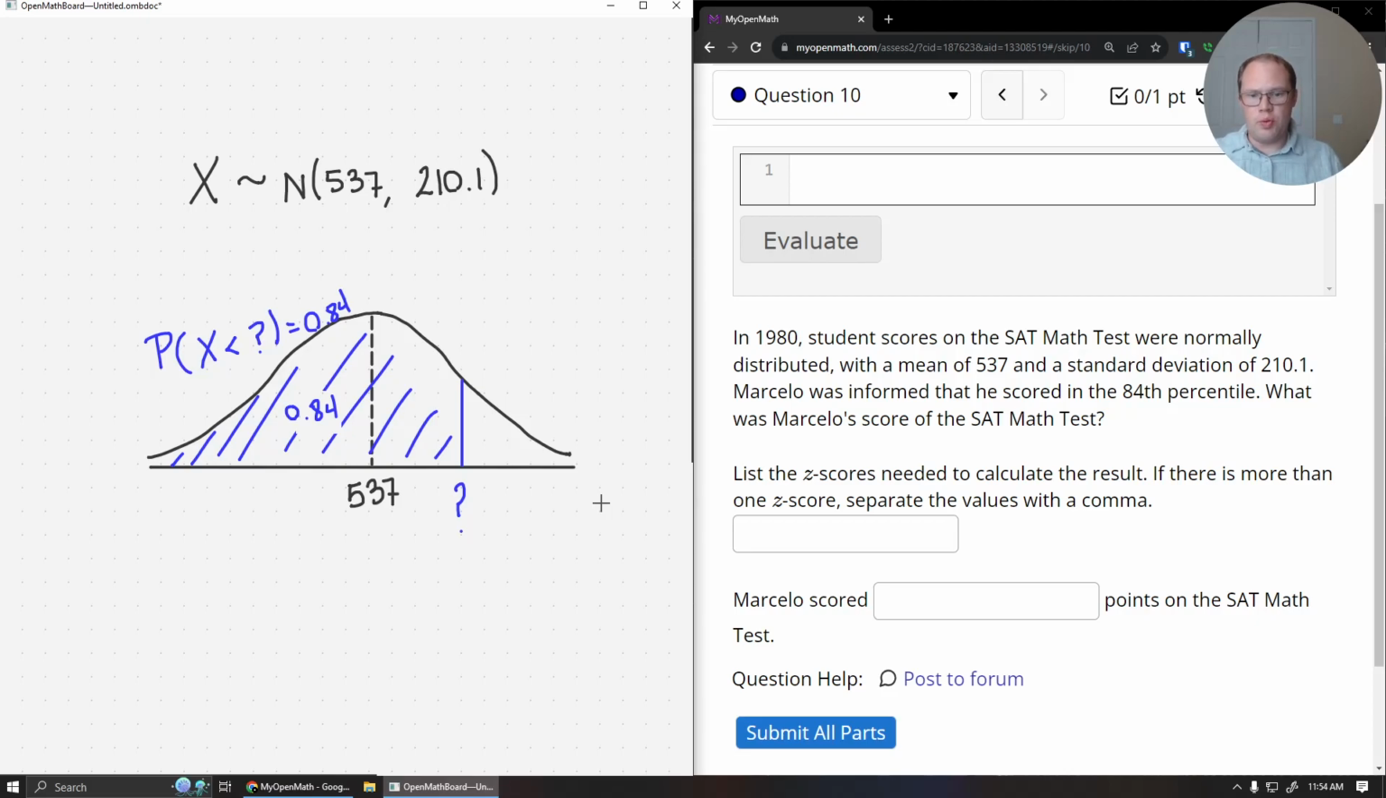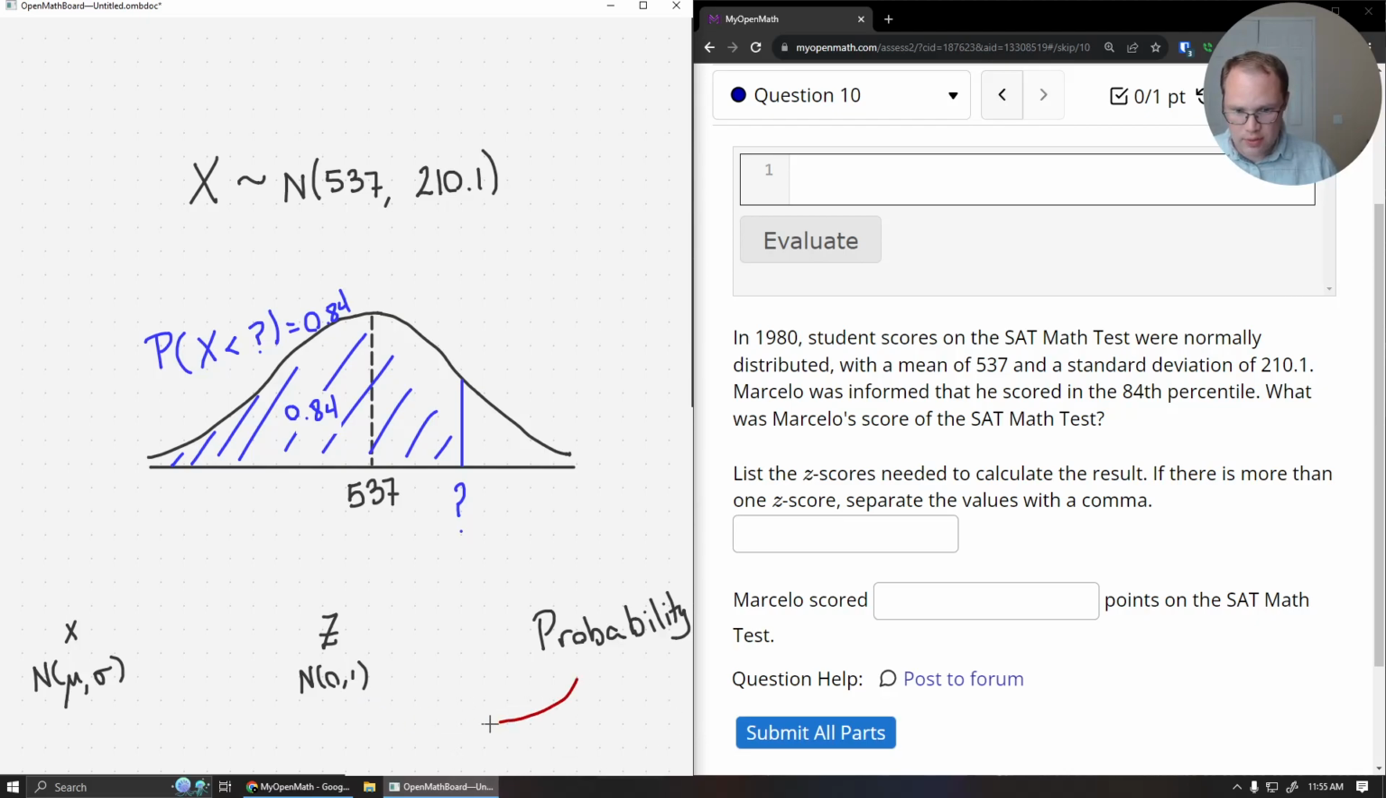So how do we go about finding that? Well, we're told what the probability is. We need to find the particular x value, which will be Marcelo's score. To do that, we first need to find our z-score, which converts the problem to a standard normal distribution. We're going to do that with the qnorm function.